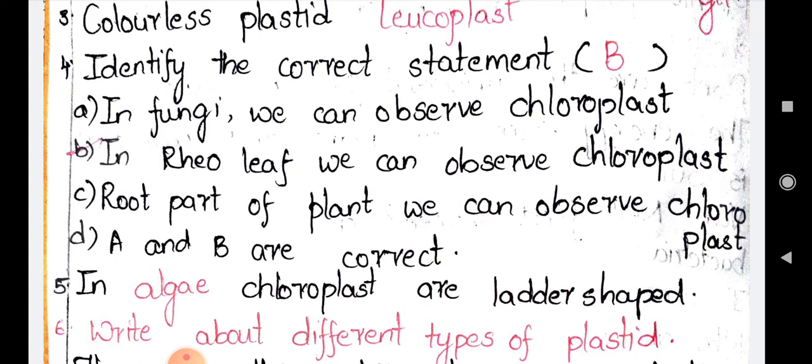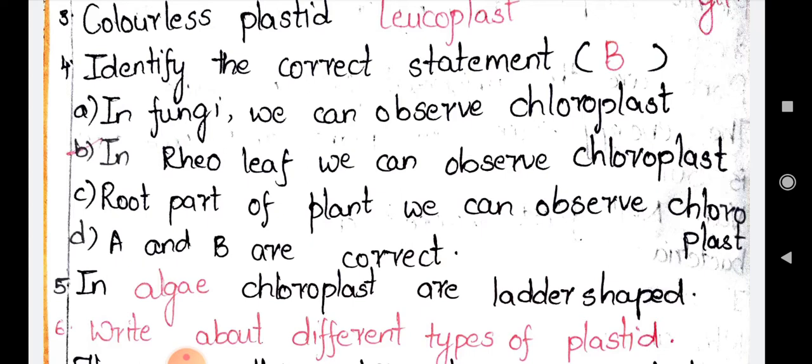Next, coming to the next statement, in a Rio leaf we can observe the chloroplast. So in this green color leaf we can observe the chloroplast. This statement is correct. The next statement is, in the root part of the plant we can observe chloroplast. It's absolutely wrong. Why? Because the roots are brown in color. If chloroplast is present, that particular part will be green in color. But the roots are brown in color.